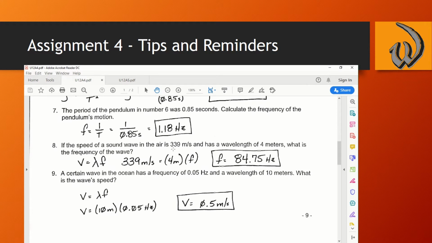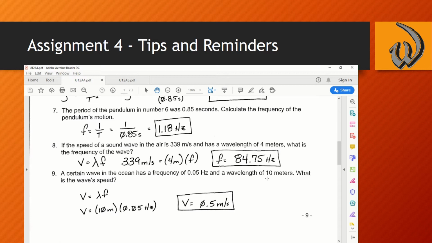With number 8, I gave you the speed of sound. We'll talk about how we calculate all of this. It's based on temperature. That'll be next week. Then you were provided with the wavelength and asked about frequency. So you're just going to use our basic wave equation. Velocity is equal to wavelength multiplied by frequency. There you go. For number 9, you've got both a frequency and a wavelength.